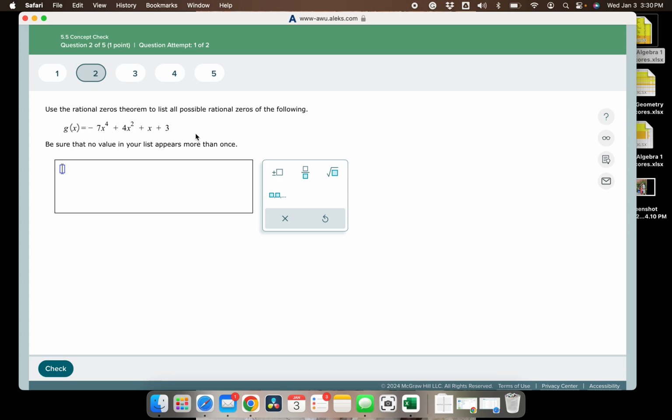This one, you are going to list all the possible rational roots. Just like we did in the notes, the one thing that's important with this one is to make sure that no value appears more than once. So even reduced forms, make sure that you don't list them twice. So you do plus and minus, and then just do it a bunch of times, and then take your whoopsie daisy.